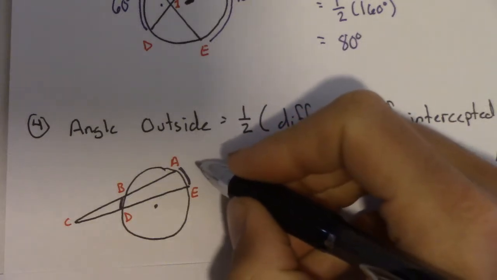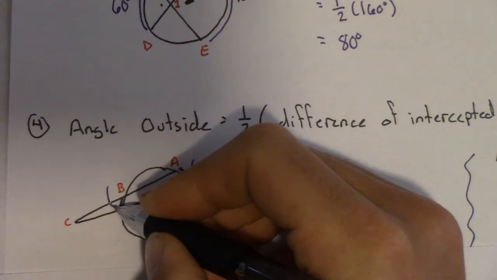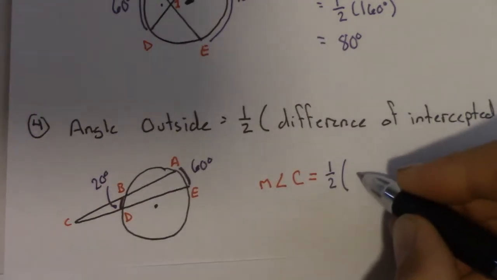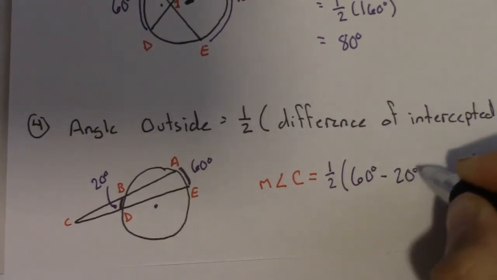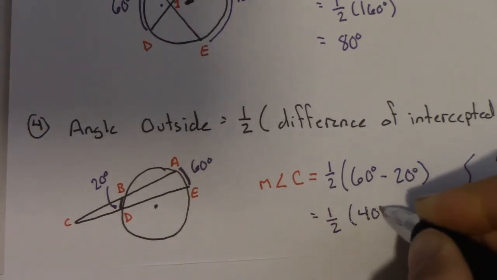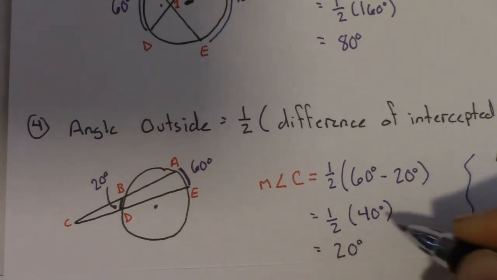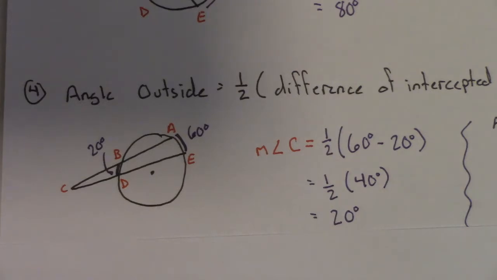So say AE I said was 60 degrees and BD, it's kind of small. Actually, it's smaller than I meant to. We'll call it 20. So that means if I come over here, 1/2 of the big arc minus the small arc means that I've got 1/2 of 40 degrees, which means angle C is 20 degrees. So we get that relationship that an angle outside is 1/2 the difference of the intercepted arcs.